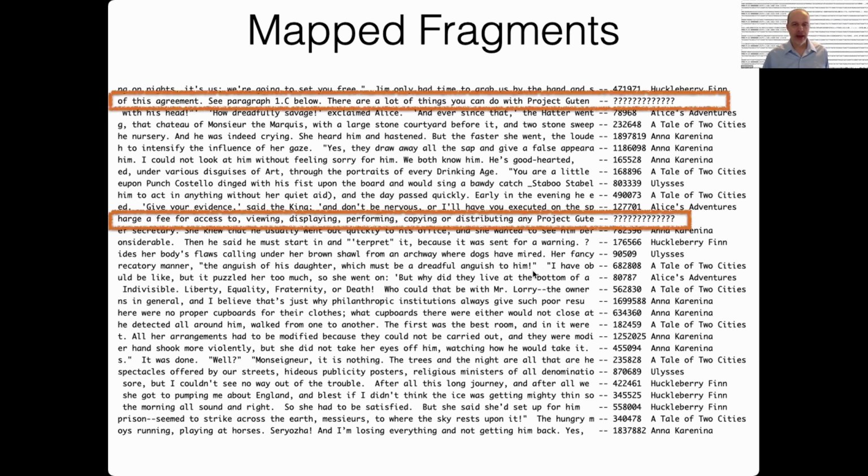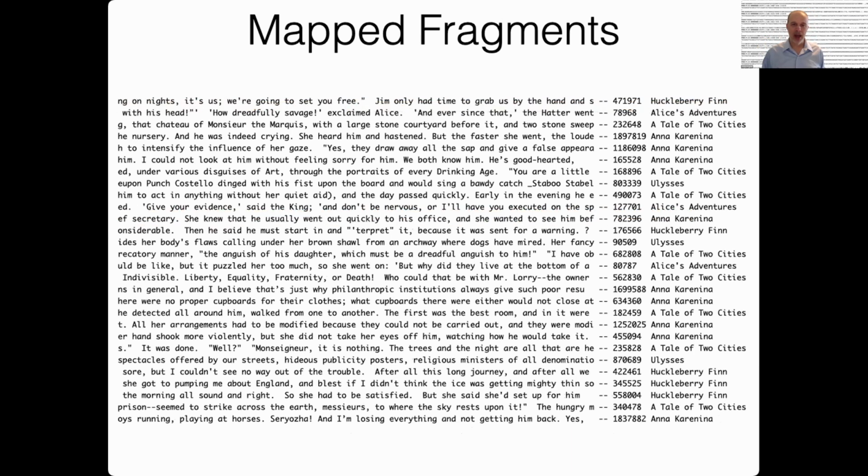So we have, again, for each of our fragments, the book it came from and the position in the book that it came from. And so again, really what we're aiming for is a table like I showed you before, where for the library, we figure out how many times we've observed each of the books in the library.